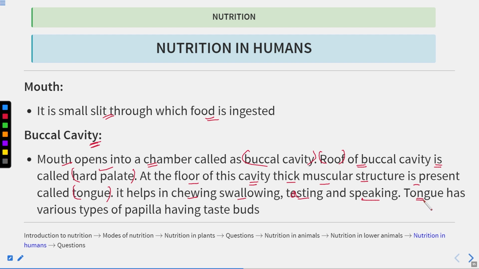The tongue has various types of papillae, which have the taste buds. So the tongue has lots of taste buds. It helps us to taste salt, sugar, bitter taste, and sour taste. There are different regions present on the tongue, and these different regions help us to taste different kinds of food. And these are the other roles of the tongue: chewing, swallowing, tasting, and speaking.